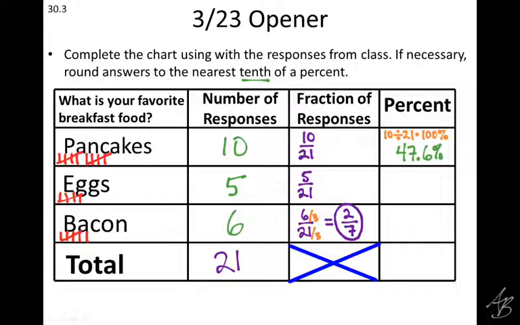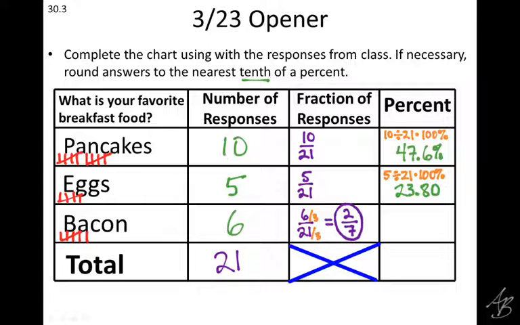Next one, we're doing the same thing except with a different fraction. So this time it's going to be 5 divided by 21 times 100%. And that gives us what? 23.809. Okay, so 23.8 is all I'm going to put here.